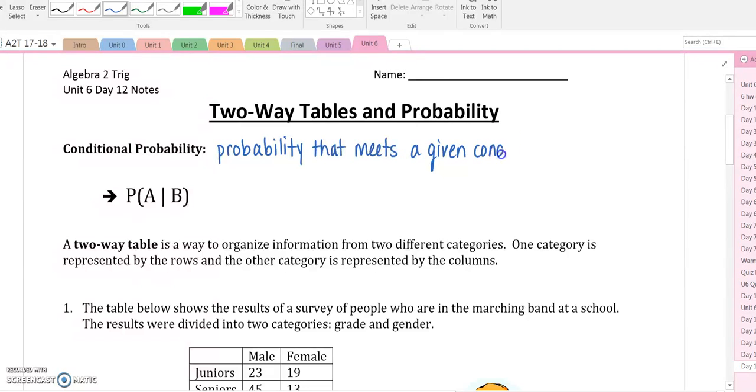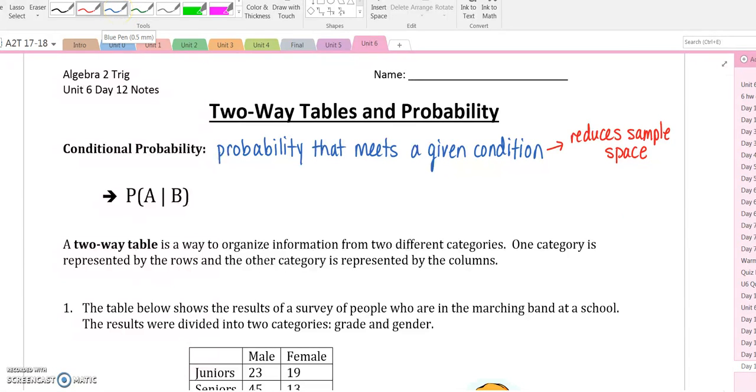For example, instead of the probability out of everyone, it's the probability out of just the seniors, or out of just the girls, or whatever the case may be. So what it basically does is it reduces your sample space. So instead of looking at everyone, we're looking at just a portion of the population. So it changes your denominator. So instead of out of all 100 people, you're only looking at 57 of them, whatever the case may be.